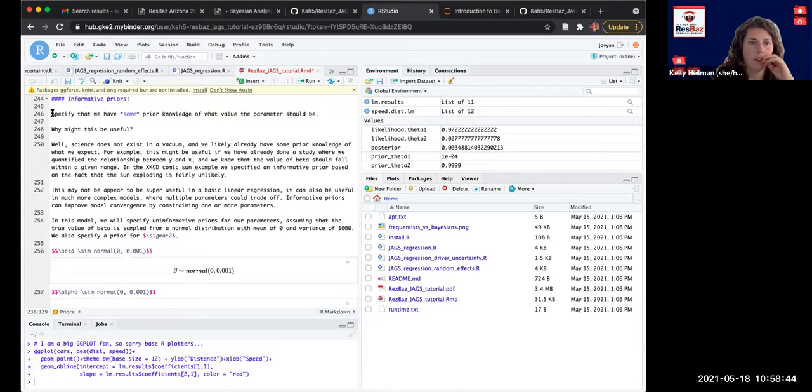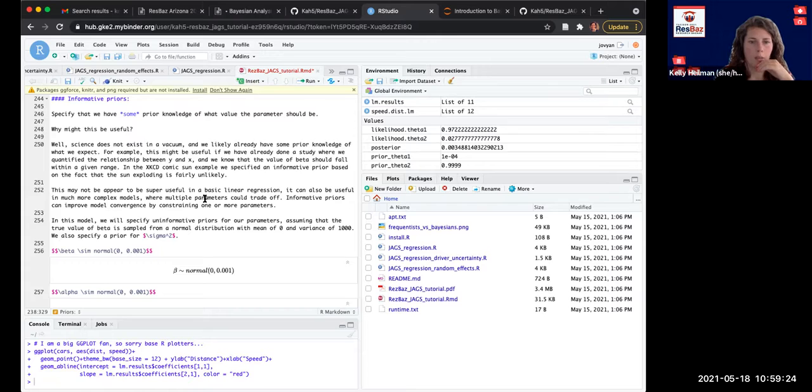And then informative priors would be, for example, in the sun exploding case, let's say we knew that the sun was probably going to explode within the next 100 years. We might put a stronger prior on that probability distribution. Specifying very informative priors can be helpful. It can be useful if we've already done a study where we know the relationship between distance and speed, and we know that the value of beta should fall within a specific range.